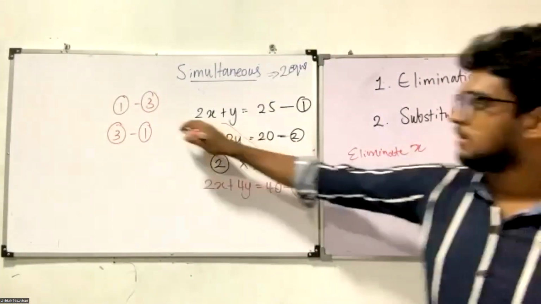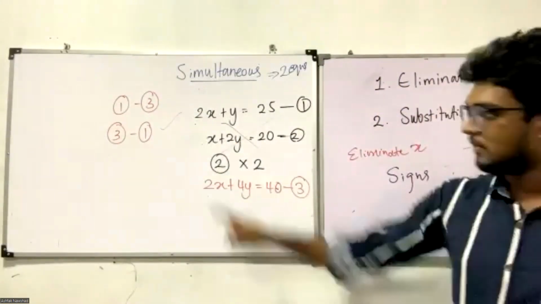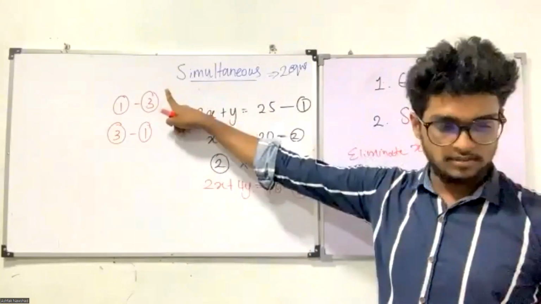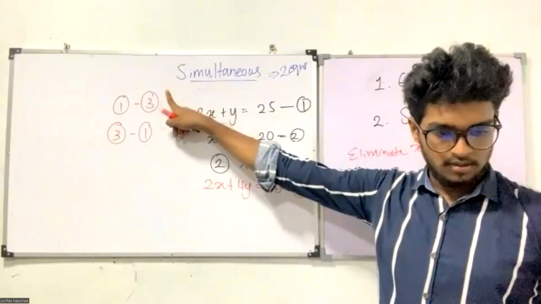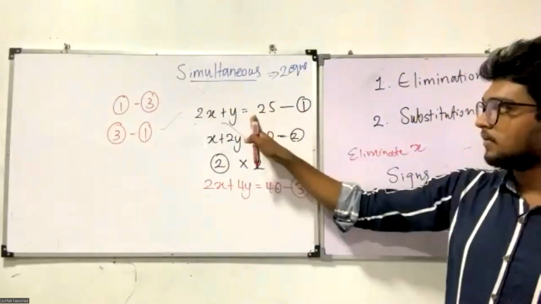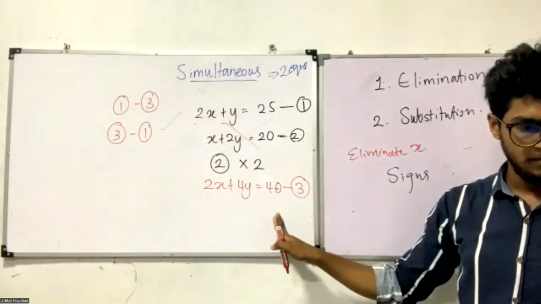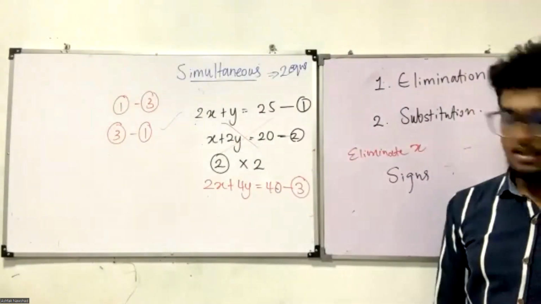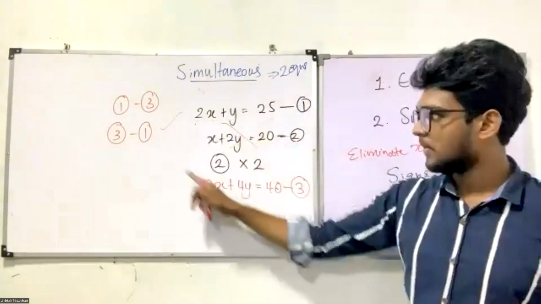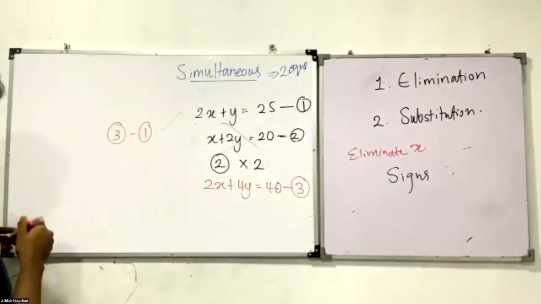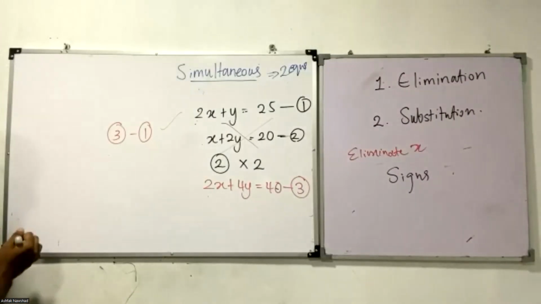So I'm going to do 3 minus 1. Is that clear? Why I'm going to do 3 minus 1? You can do 1 minus 3. That's perfectly alright. But that will give you a negative answer. 1 minus 3, the right hand side will be 25 minus 40. 3 minus 1, the right hand side is 40 minus 25. Since the signs are same, I chose to subtract. Okay, let's subtract.